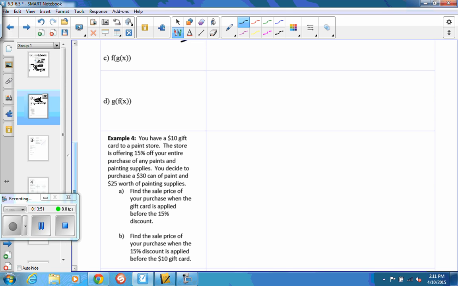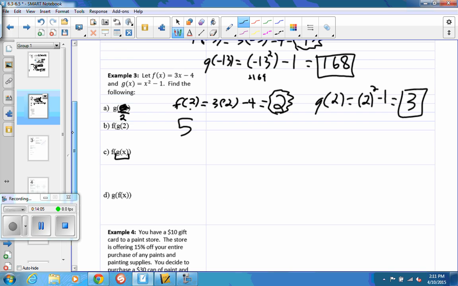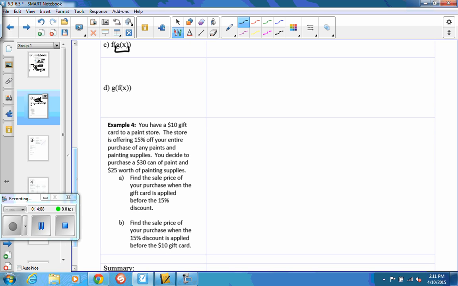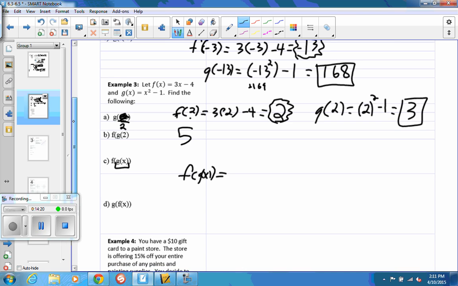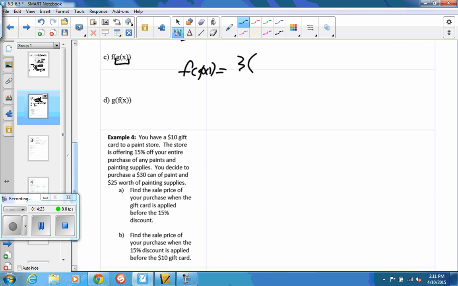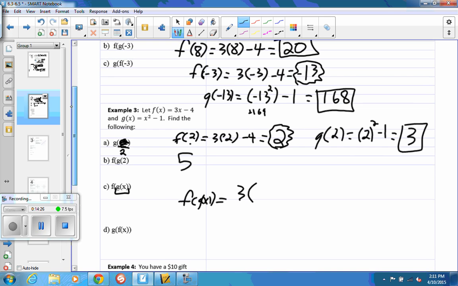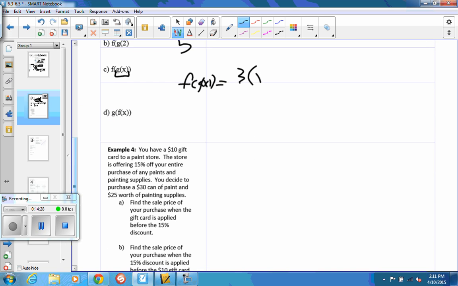So what value am I subbing in for x? I don't have a value. So what this is asking me to do is this is my new x, right? I'm going to take f of x, which is 3x minus 4, take out the x and plug in g of x. So f of g of x equals 3 times g of x, which is x squared minus 1, and then minus 4.